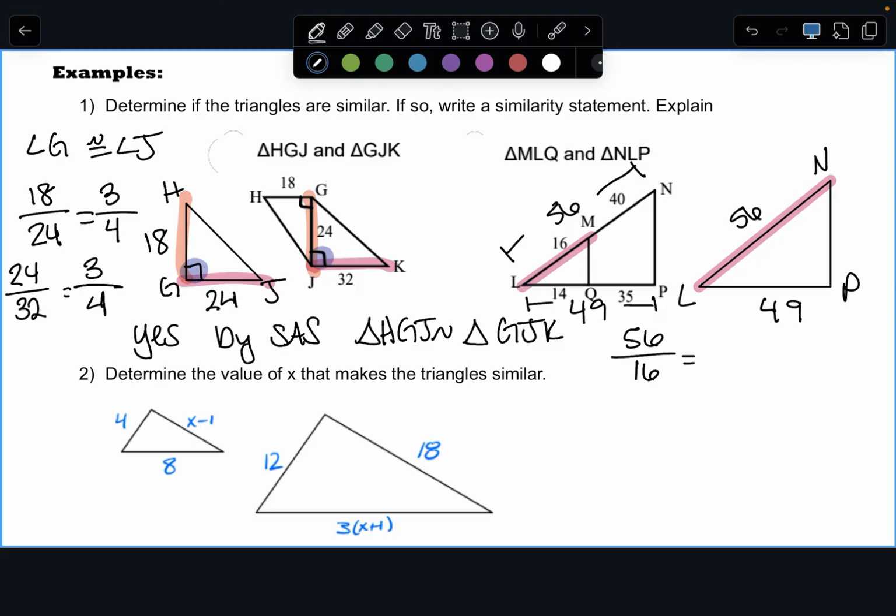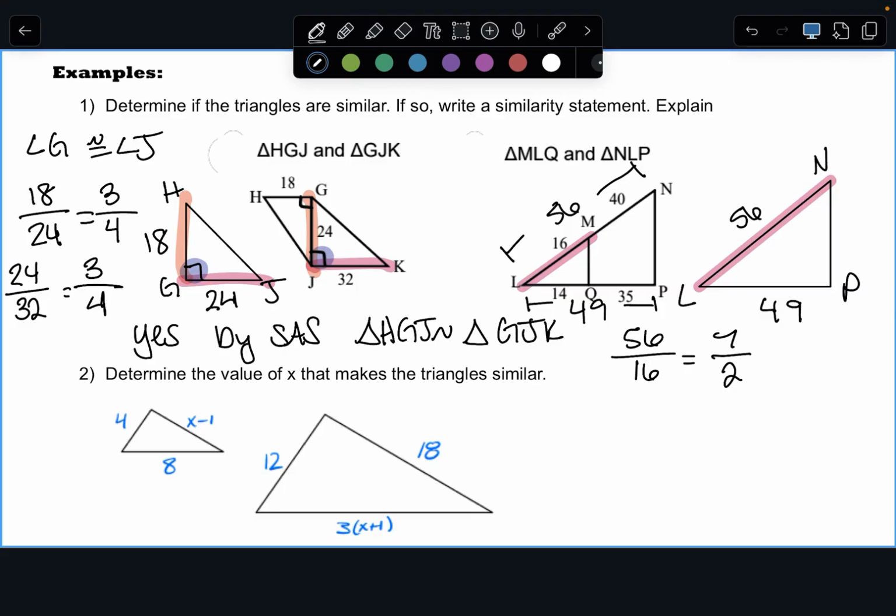What can both of those numbers be divided by? This one's tricky. 8. What's 56 divided by 8? 16 divided by 8 is 2. 56 divided by 8 is more than 5, 6 or 7. Let's see. It is 7. Just trying to lead you to the answer. So 7/2. We're hoping that when I set up my other side, I also get 7/2.